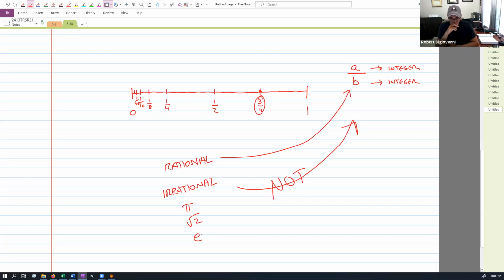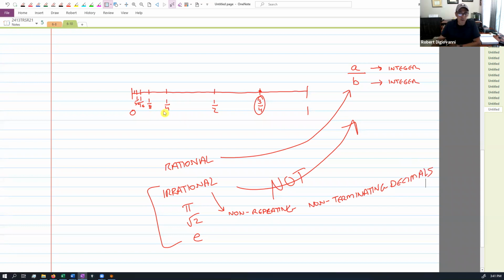So irrational numbers, what makes a number irrational is that when you write it down as a decimal, it never stops. The decimal never stops and never repeats. So all irrationals are non-repeating, non-terminating decimals.